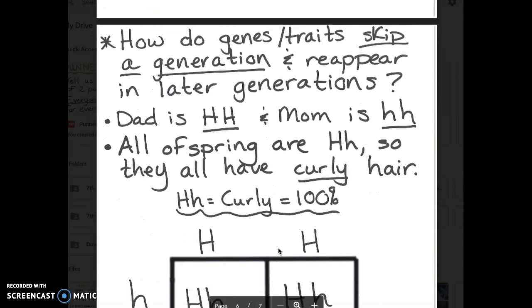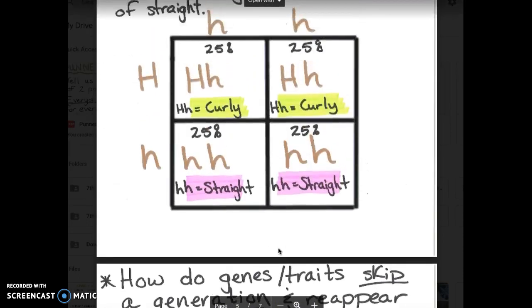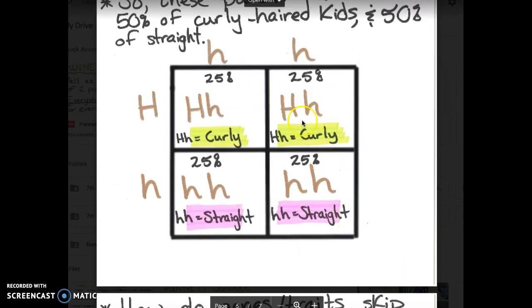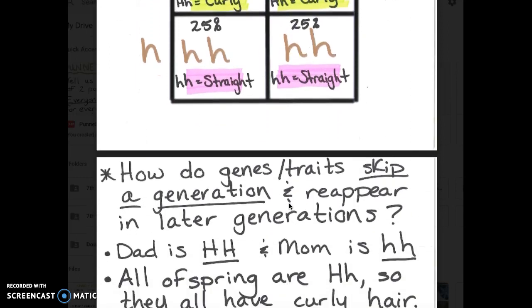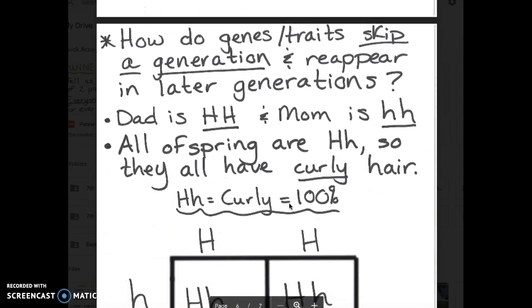So then let's talk about this. Both parents' traits show up here: there are curly and straight haired kids. But sometimes traits disappear for a generation and then reappear later. So how does that happen?